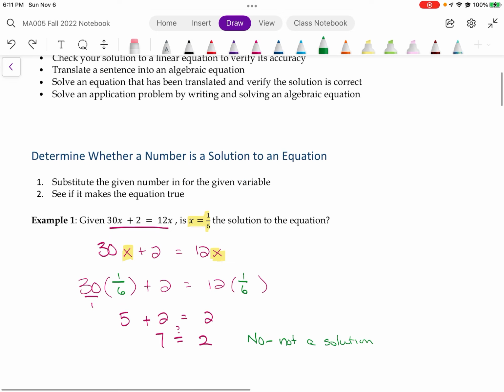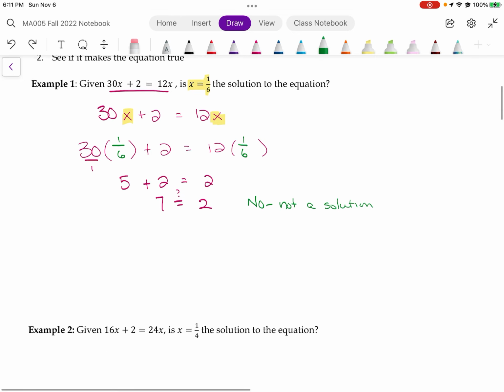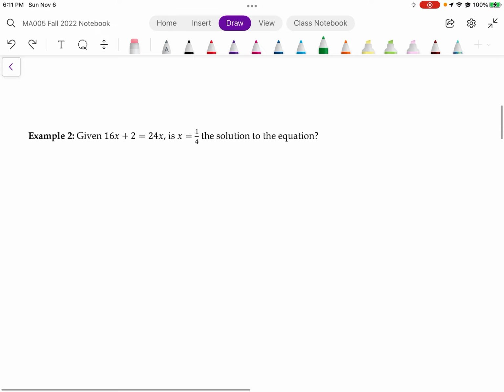There will only be one solution because this is a linear equation, and as you go through algebra, you'll understand what I just said. But if it's a linear equation, it only has one solution, and this is not it. So it's not the solution. All right, so you pause the video and give this one a try.